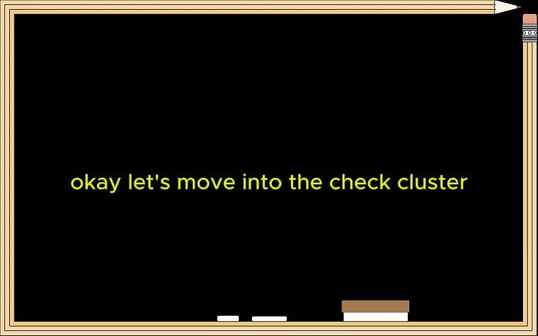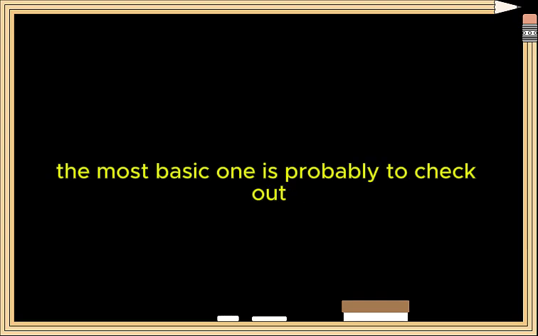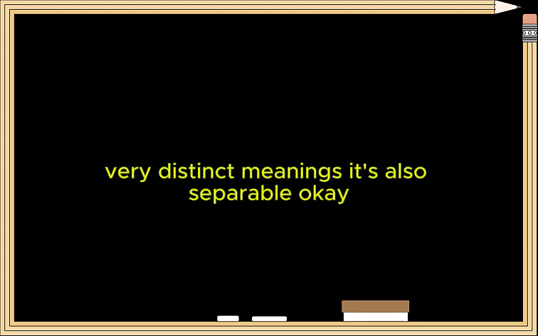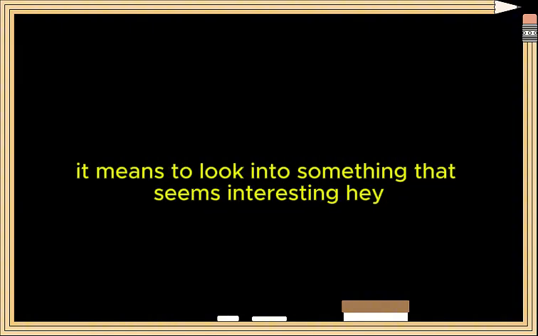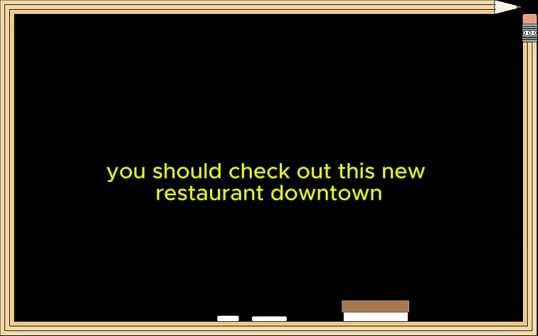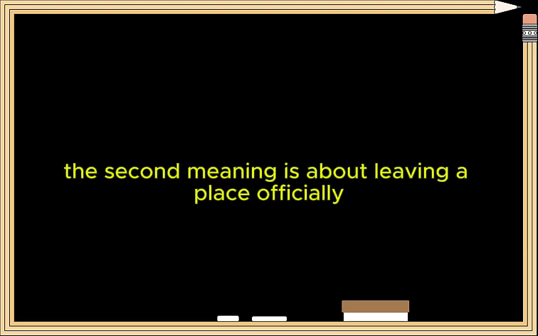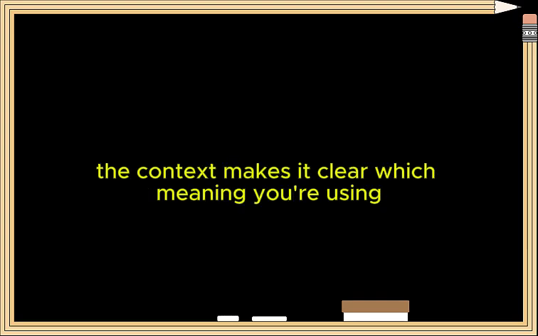Okay, let's move into the check cluster, which is all about investigation and making sure things are okay. The most basic one is probably to check out. To check out is very common, and it has two main, very distinct meanings. It's also separable. Okay, what's the first one? The first is investigative. It means to look into something that seems interesting. Hey, you should check out this new restaurant downtown. And you can separate it. You should check this restaurant out. Exactly. The second meaning is about leaving a place officially. You check out of a hotel, you check out books from the library. The context makes it clear which meaning you're using.